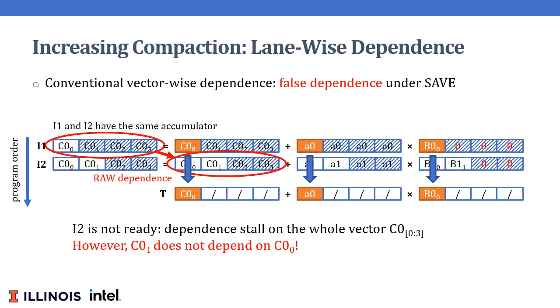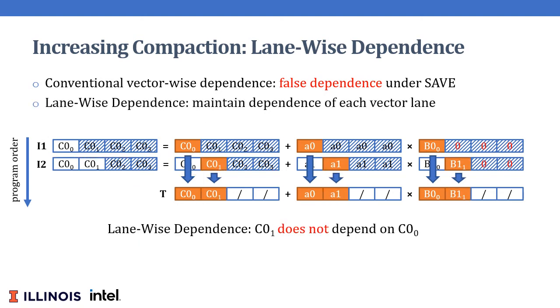However, if we view each lane separately, we can see that the effectual lane 2 in I2 only depends on lane 2 in I1, so it should not wait for lane 1 in I1 to finish. We call this scenario a false dependence. To eliminate false dependence, SAVE maintains dependence of each vector lane separately. In this way, lane 2 in I2 no longer depends on lane 1 in I1. We call this lane-wise dependence. We do not replicate the dependence hardware to support lane-wise dependence. Instead, we use a scheduling algorithm that adds small hardware overhead.